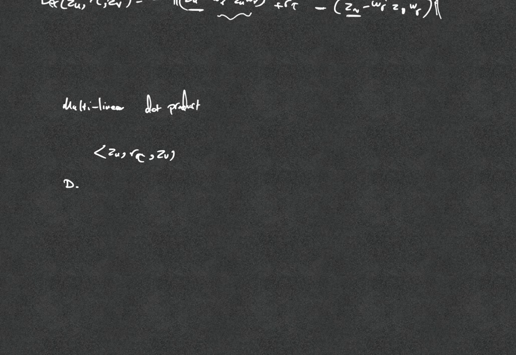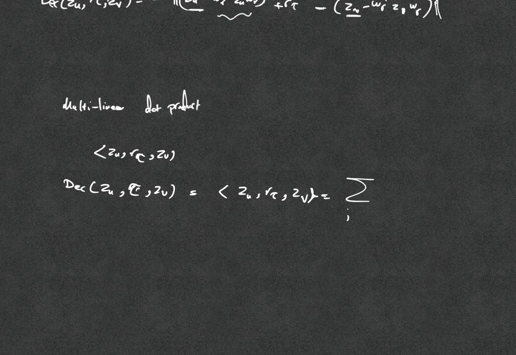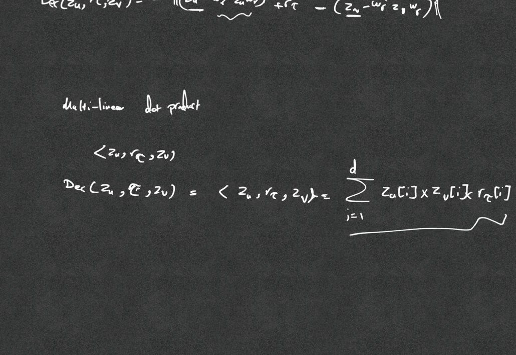And again, sorry, this is going to be the decoder value for this. It's going to be defined as the multilinear dot product, which essentially means that you go over all of the dimension elements. It's kind of a generalization of the inner product. So you take the ith element from ZU, the ith element from ZV, and the ith element from R tau, and you sum over all of those, and that becomes your decoder output. This is often called DistMult.